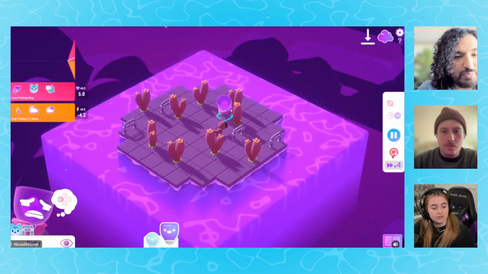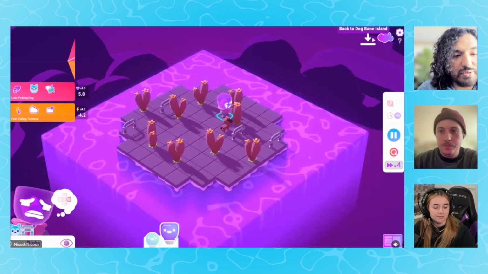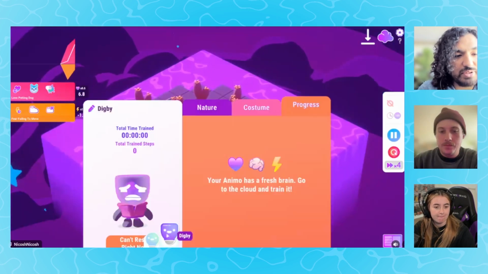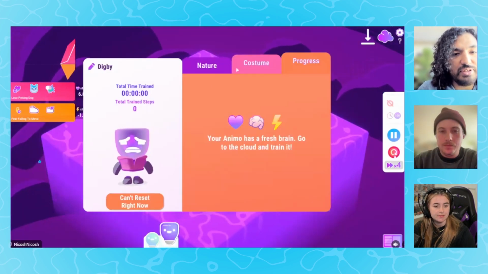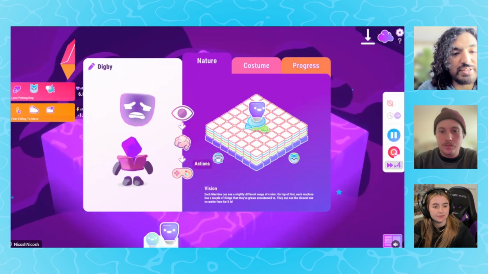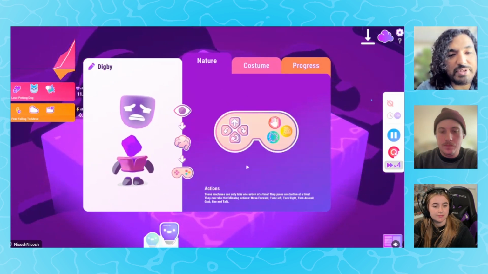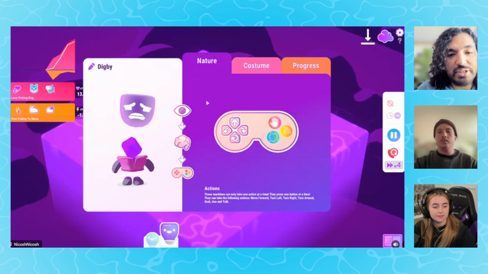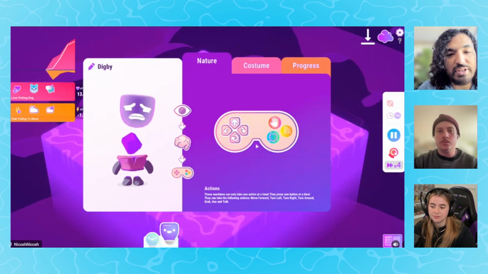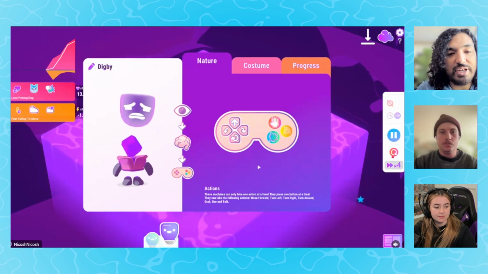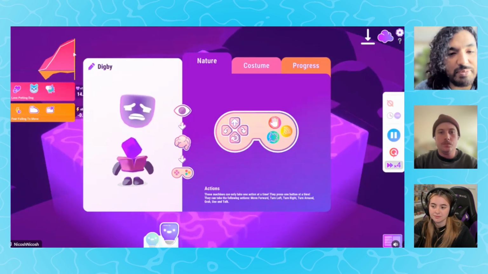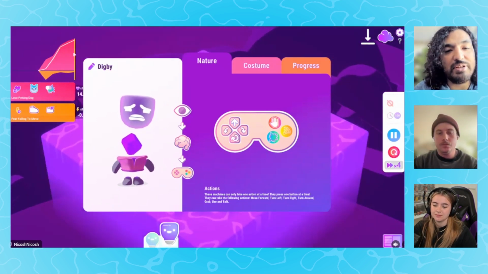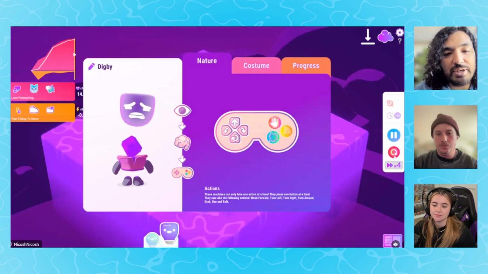So, Nick, if you open up the menu for Digby, let's take a look at the nature and the last tab. So far we've seen the animal move around, and we've seen them take this blue button, which is use. So if the animal stands in front of a dog and says, I want to press this button, and they press that button, they'll pet the dog.